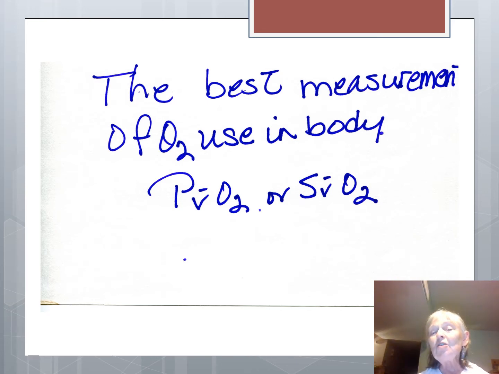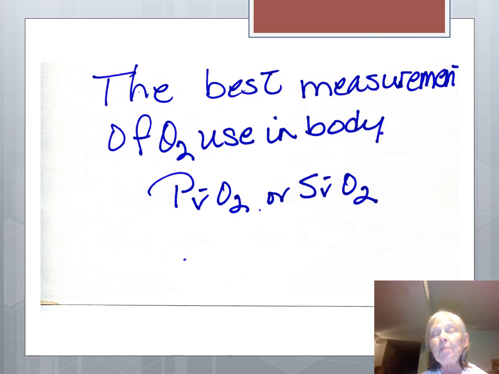It's going to be your venous side of the house, because remember, little PaO2 is what we're sending out. We don't know how much is going to be used until we get the venous side of the house back. So the answer to what is the best measurement of oxygen use in the body, we're going to look at either the PVO2 or the SVO2.